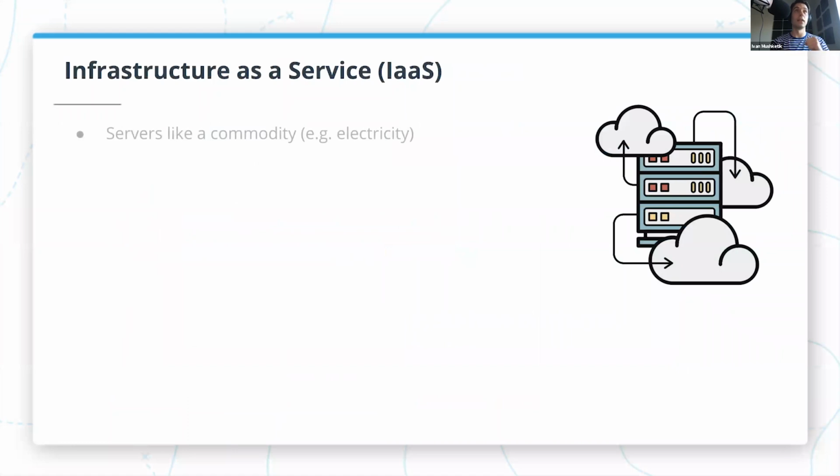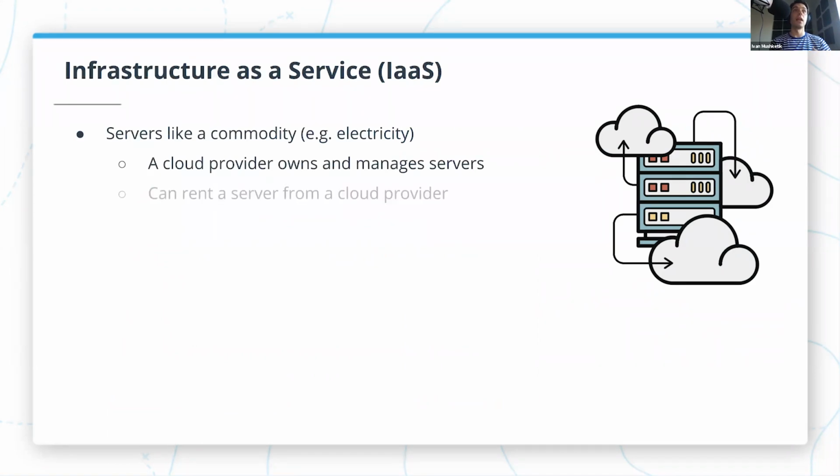So the main idea of infrastructure as a service is that servers are treated like a commodity, like electricity. With electricity, you just consume as much as you need. If you need to consume more, you just consume more. If you need to consume less, you just stop consuming. The same idea is with infrastructure as a service. The cloud provider owns servers and manages them, and we can rent a server from a cloud provider, and we can stop renting it at any time, just when we want to.